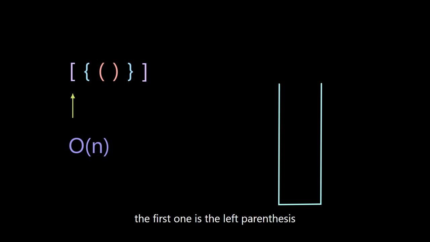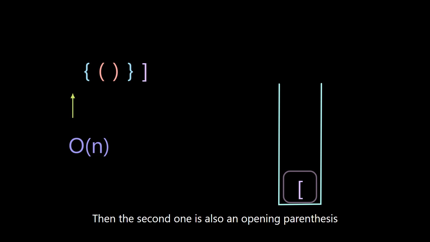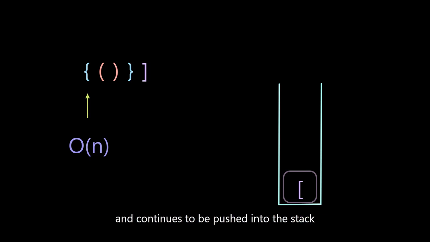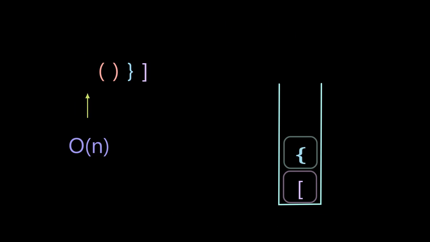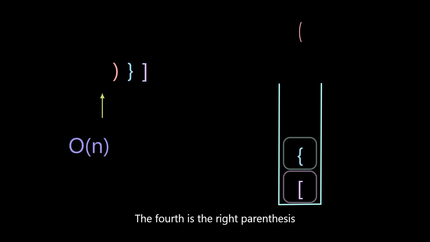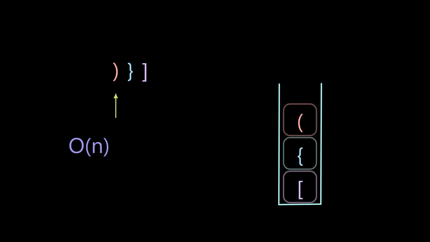Now, with the help of the stack, the first one is a left parenthesis, so push it to the stack. All opening parentheses do the same. Then the second one is also an opening parenthesis and continues to be pushed into the stack. The third is pushed into the stack in the same way. The fourth is a right parenthesis.